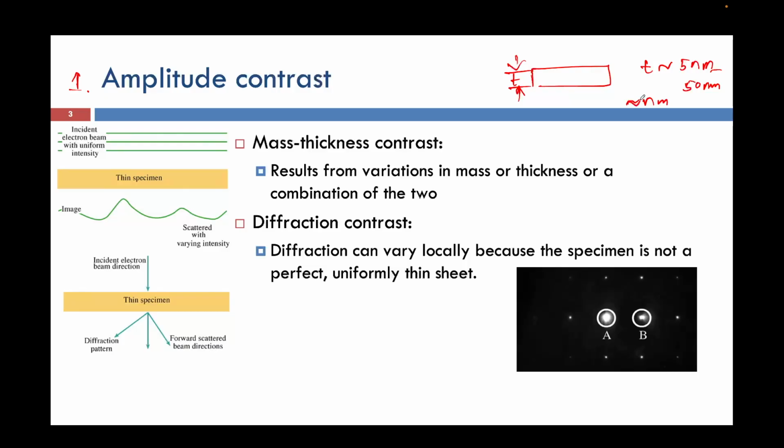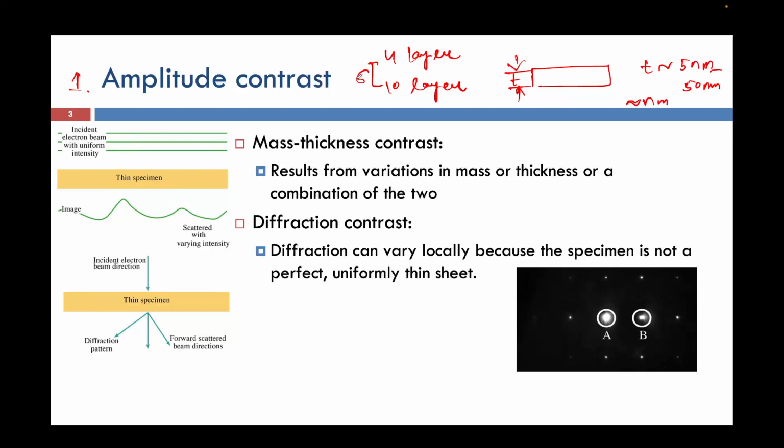So let's say one electron comes out of the specimen where 4 layers of atoms are there. Another electron comes out of the specimen after interacting with 10 layers of atoms, right? So the difference is 6 layers. For an electron wave, this 6 layers of interaction will also affect its amplitude, right? That is why diffraction contrast happens, because the diffraction can vary locally.